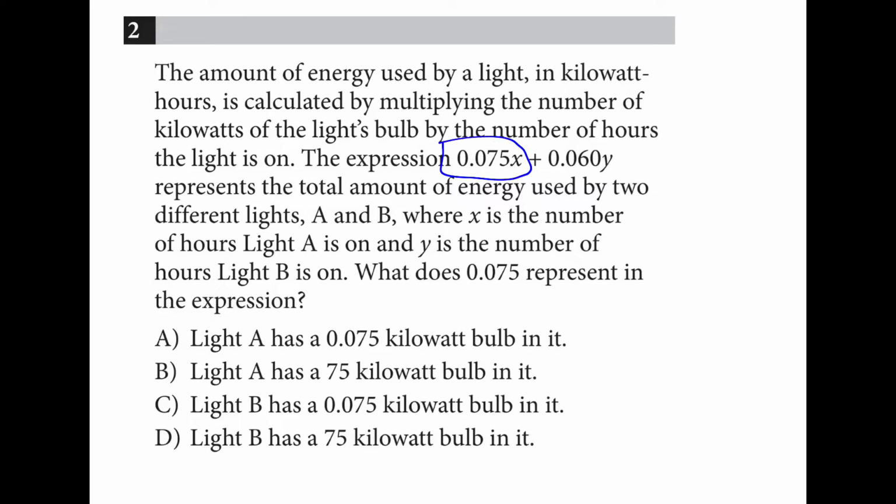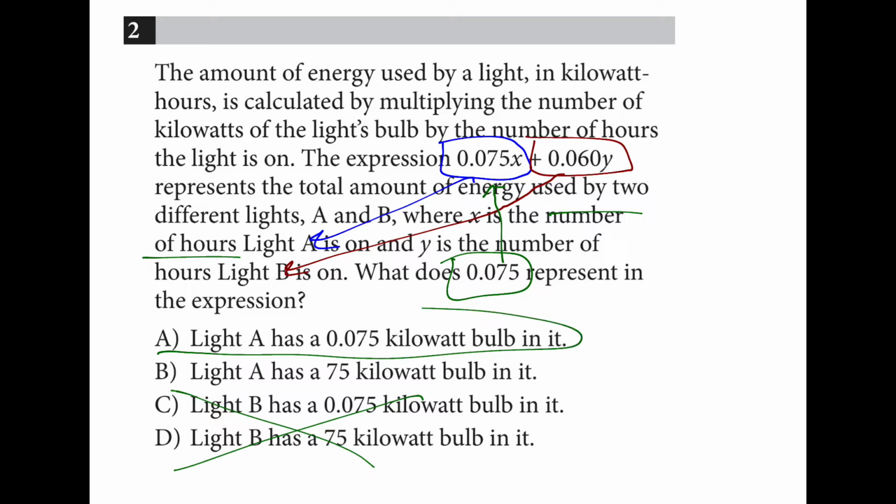We have 0.075x, which goes with light A, and we have 0.06y, which goes with light B. So the number 0.075 is the coefficient of x, and that tells you the number of lights. Well, you multiply by the number of hours that light A is on, and it tells you the amount of energy that is used. So we can cross out these because they're about light B, and this is the correct answer.